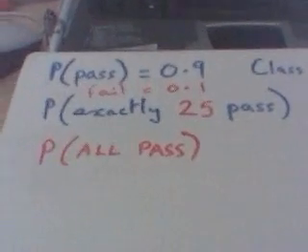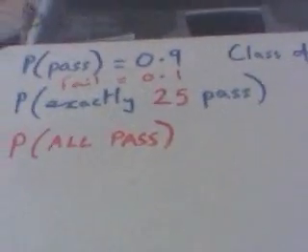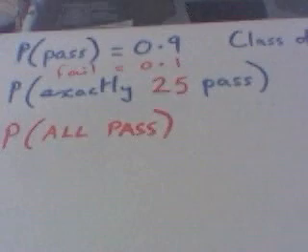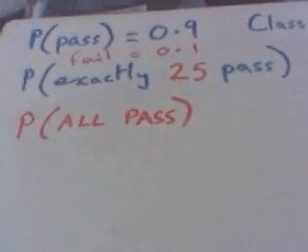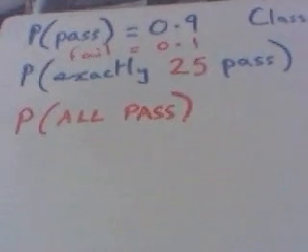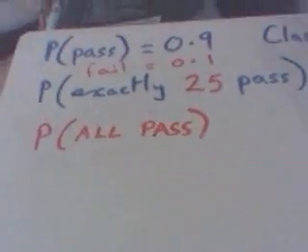And here's your questions. We're staying with the class of 27. Probability of passing is 0.9, therefore failing is 0.1. What's the probability exactly 25 pass? And then a second one, what's the probability that they all pass?